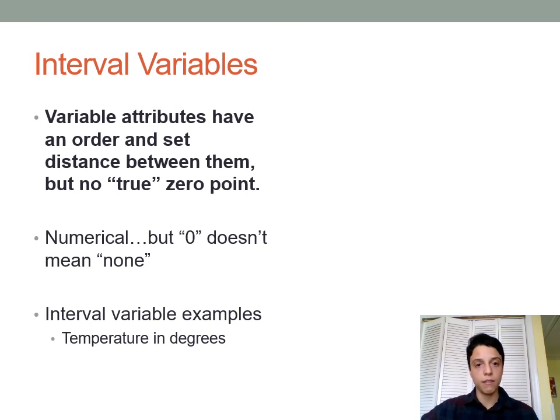So we have a numerical variable, which means that we're ticking off those two first checkboxes. We have an order to our attributes and a set distance between those attributes. What we don't have, though, is a true 0 point. So if it's 0 degrees out, you know that it's cold, but it doesn't mean that there's no temperature whatsoever, at least if we're thinking in Fahrenheit or Celsius. So instead, a value of 0 has a meaning other than none. And then another example of this one would be something like grades on a test.